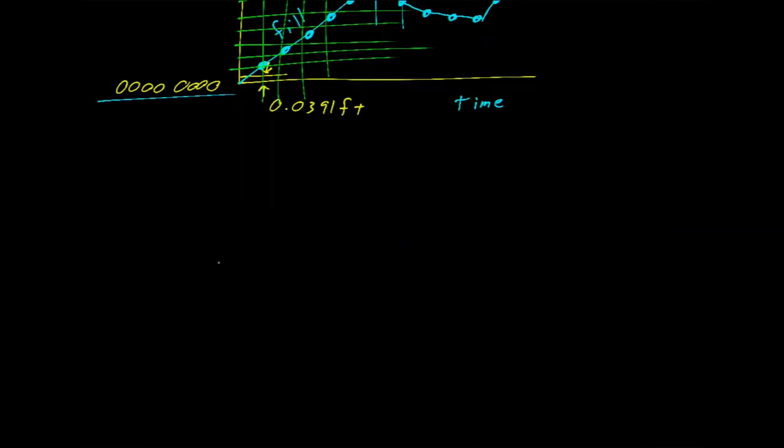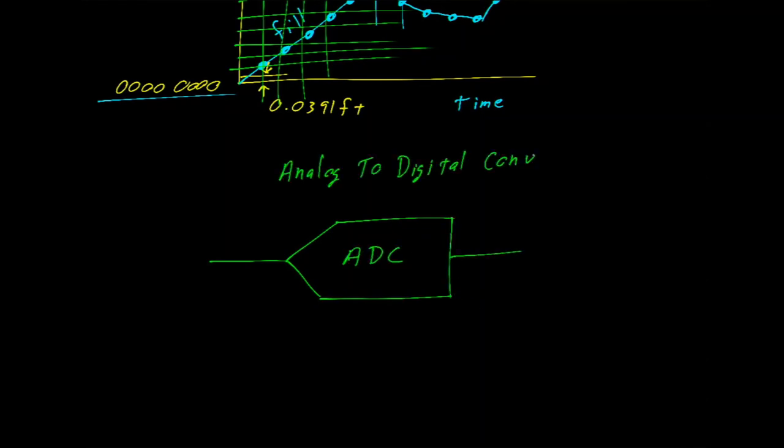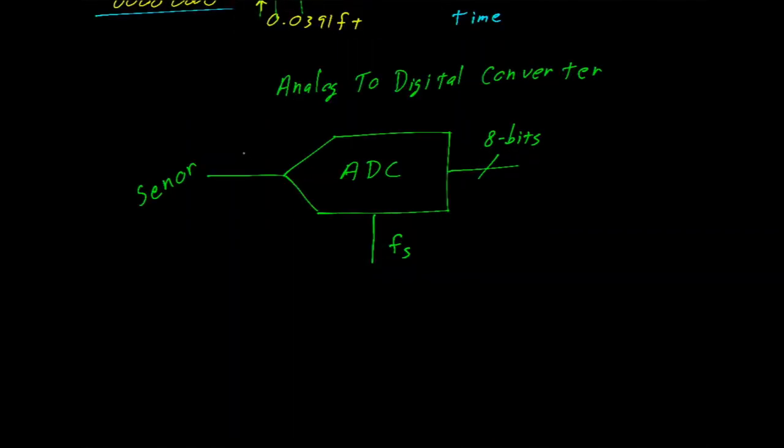These operations together are captured in this symbol known as the analog to digital converter. We start with some sensor out here. We have a control line here that takes in the sampling frequency. And we have an output. In this case, let it be 8 bits. The ADC is analog on this side and digital on this side.